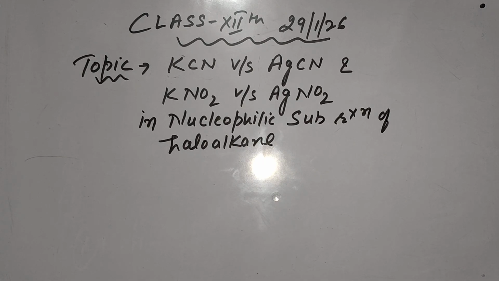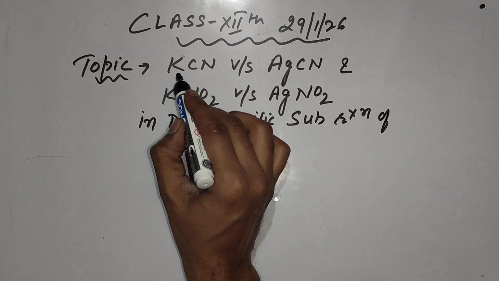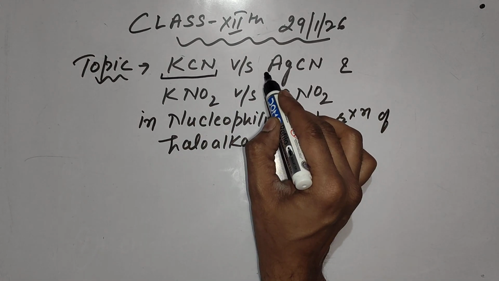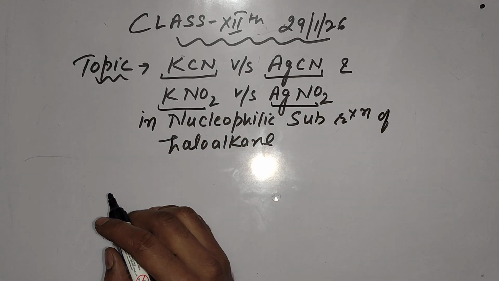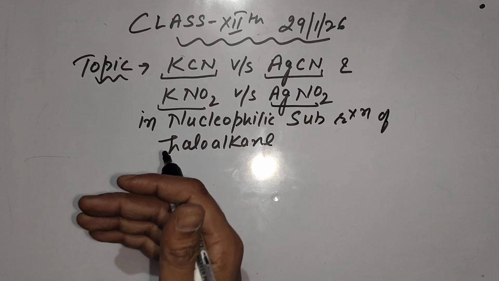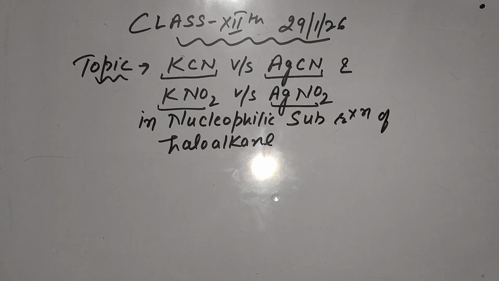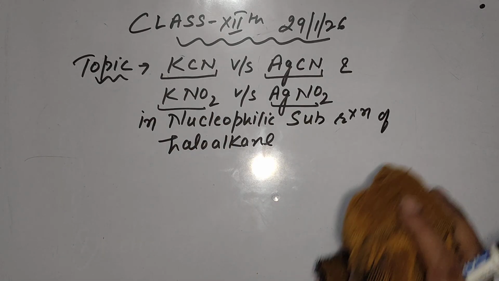Hello everyone. In the previous video we understood nucleophilic substitution reactions of haloalkane, in which X was substituted by a stronger nucleophile. For substitution reactions we were using some reagents. Out of those reagents, these are the four reagents: KCN, AgCN, KNO2, AgNO2. Why we are discussing these reagents in this video, let's try to understand.